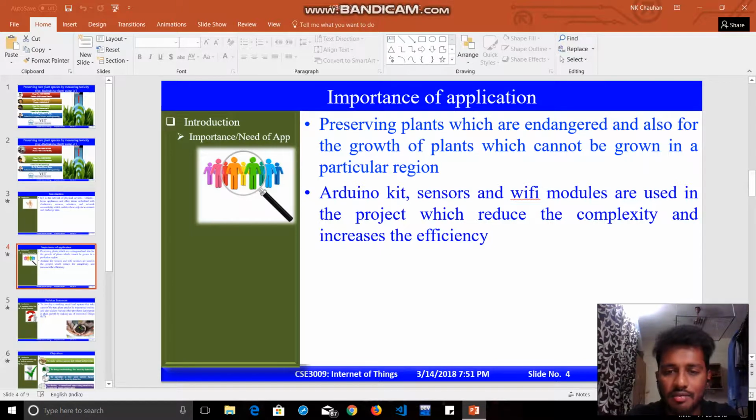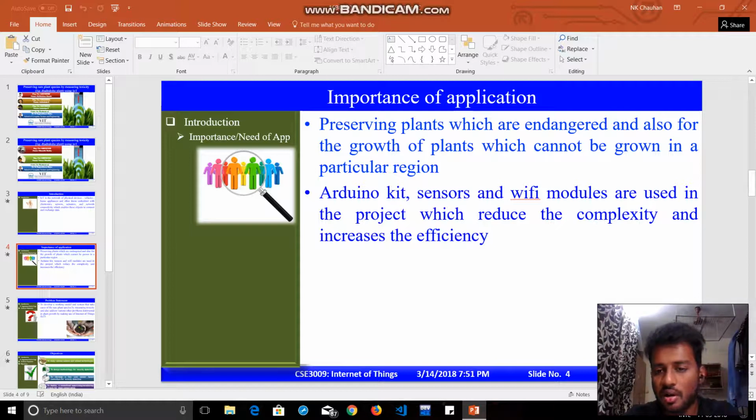The second thing, we are going to use Arduino kits, sensors, and Wi-Fi modules in this project, which will reduce the complexity and increase the efficiency. What we mean here is that this is a very 10 on 10 IoT project, because we are using all the elements that are key for carrying out an IoT project: the Arduino kit, sensors, and Wi-Fi modules. So why do we do this? In order to reduce the complexity and increase the efficiency.